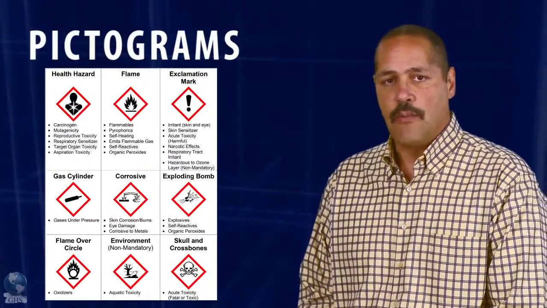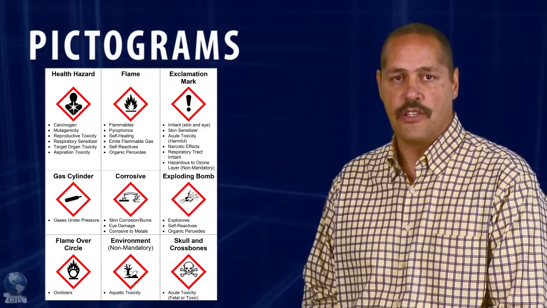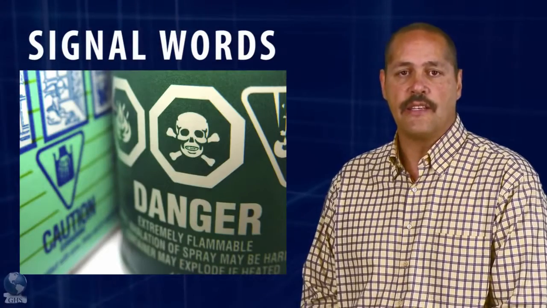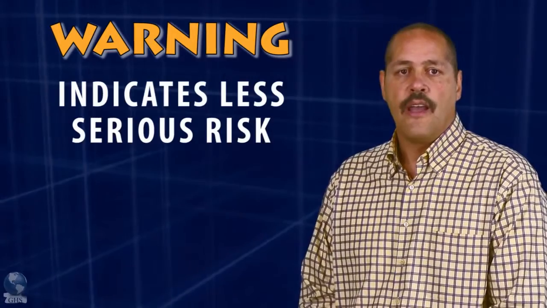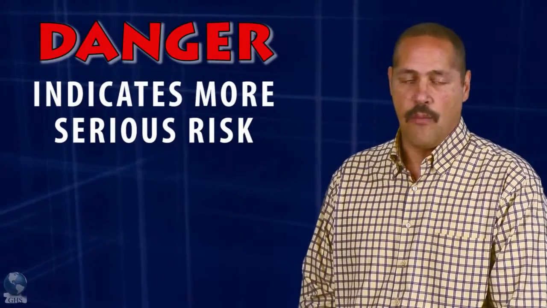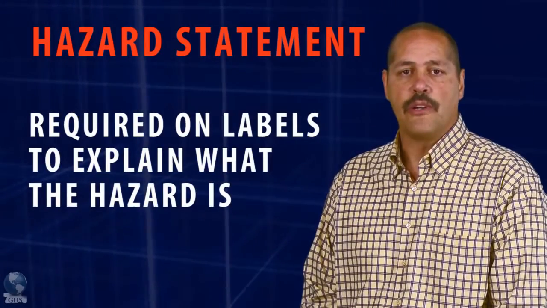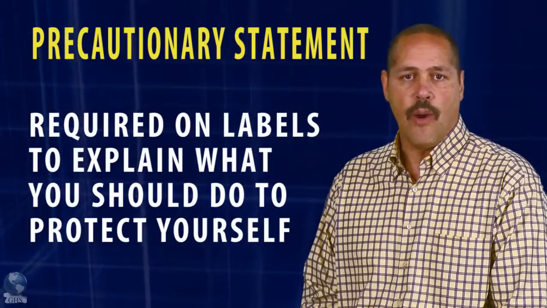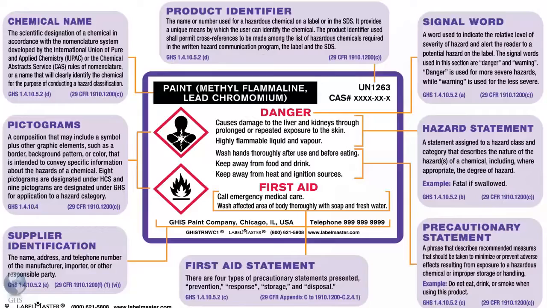Labels on hazardous chemicals will include pictograms, which visually identify the main hazards. Signal words will be required on all labels where hazards exist. The signal word warning will indicate less serious risks, and the signal word danger will indicate more serious risk. Hazard statements will be required on labels to explain what the hazard is. Precautionary statements will be required to explain what you should do to protect yourself from the hazard.